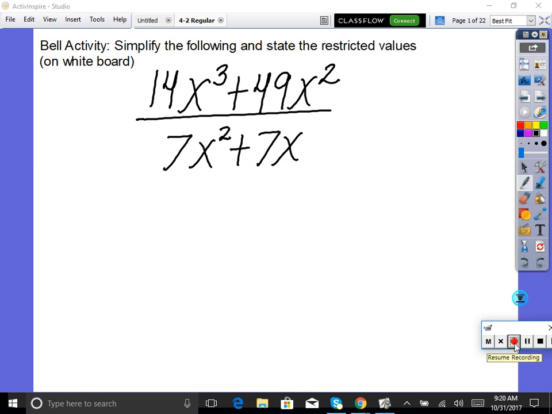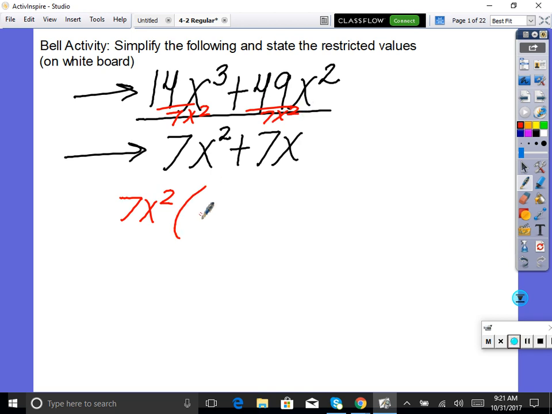Okay, everybody, it says simplify the following and state the restricted values. So what would we pull out? We know to simplify, we factor, correct? Factor the top, factor the bottom. Well, what would I pull out on top? 7x squared. I like that. So then divide by 7x squared, divide by 7x squared. What's left in my parentheses?